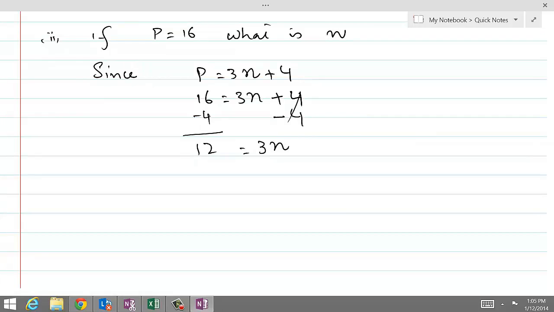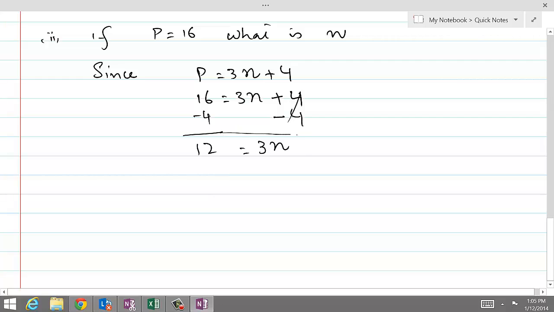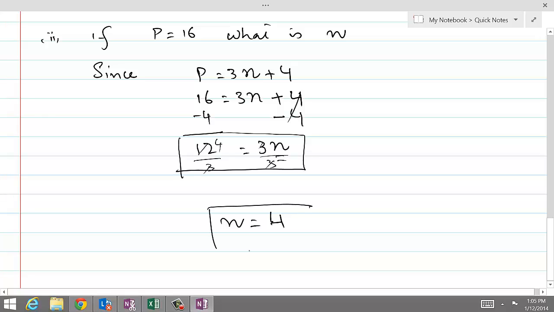If n is unknown, and we have this equation which says that there is a number, we don't know what that is, but if that number is multiplied with 3, it becomes 12. Don't we know that 4 times 3 is 12? Yes. So the value of n would be equal to 4. But the way we get it is we divide this side by 3 and we divide that side by 3. 3 cancels with this, 3 goes 4 times, and therefore we get n is equal to 4.